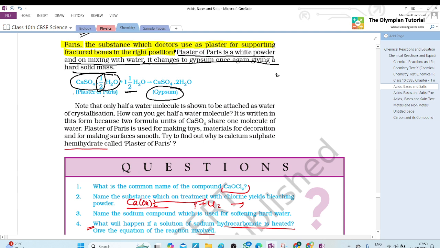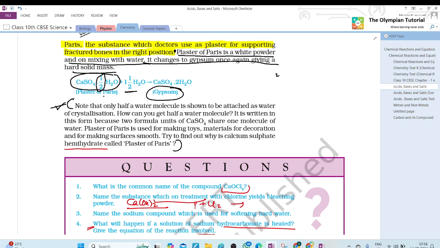Students, now we will study about this. Tanya, read this paragraph. Yes, ma'am. Note that only half a water molecule is shown to be attached as water of crystallization. How can you get half a water molecule? It is written in this form because two formula units of calcium sulfate share one molecule of water. Plaster of Paris is used for making toys, materials for decoration, and for making surfaces smooth. Try to find out why calcium sulfate hemihydrate is called plaster of Paris.